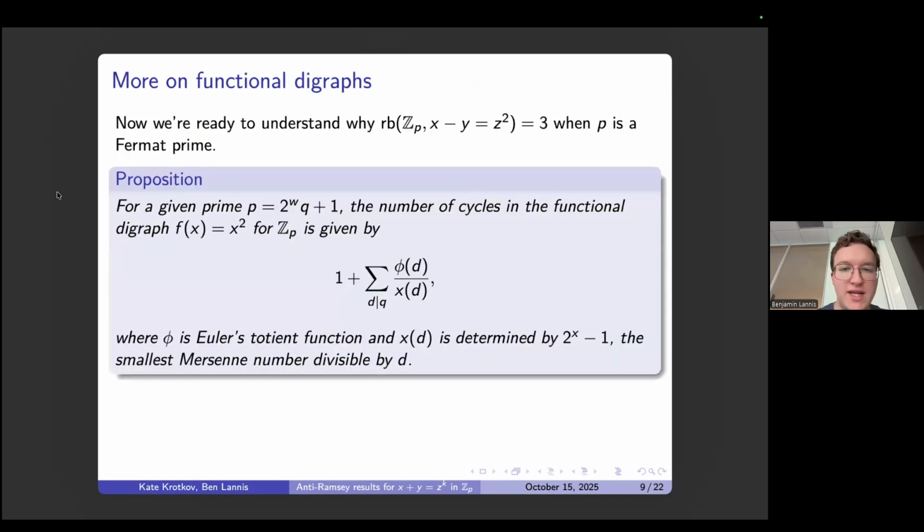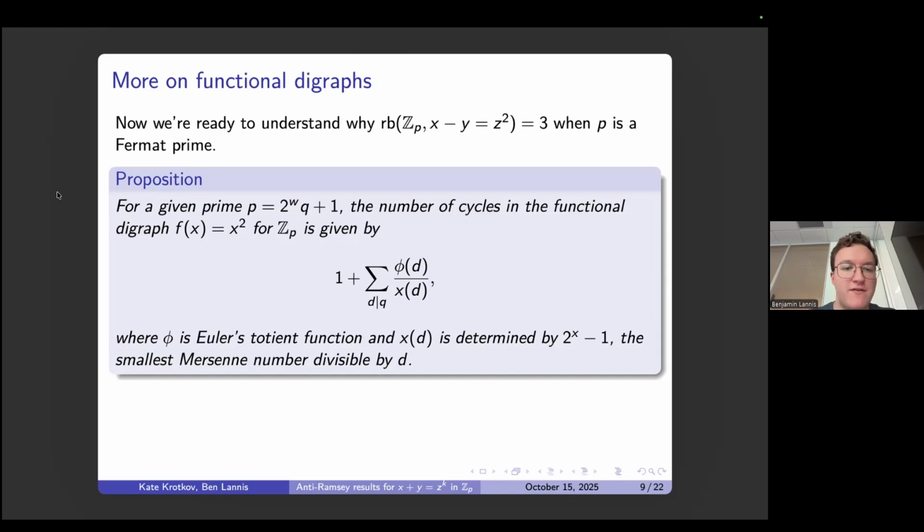So now we're ready to understand Ansaldi et al.'s result, which is why is the rainbow number for their equation equal to 3 when p is a Fermat prime? And it essentially boils down to this proposition. This proposition comes from a paper referenced by Ansaldi et al. And the proposition is basically the culmination of this quite long and technical paper.